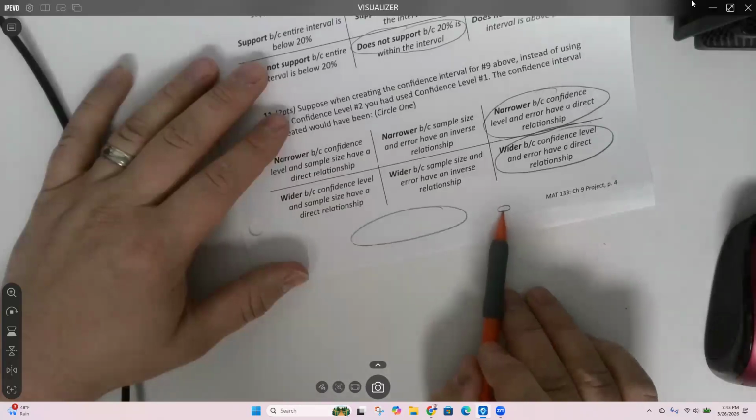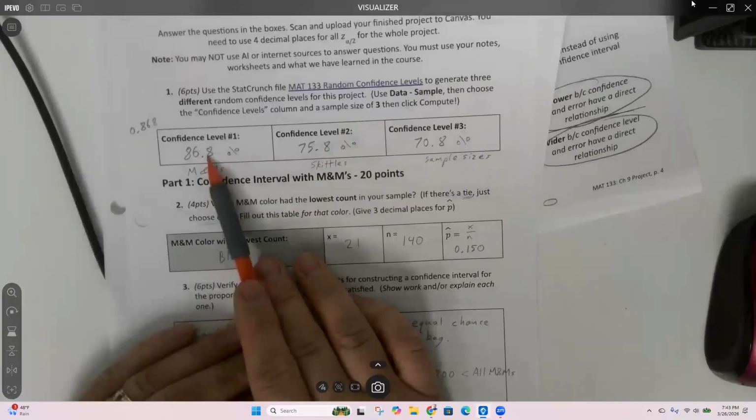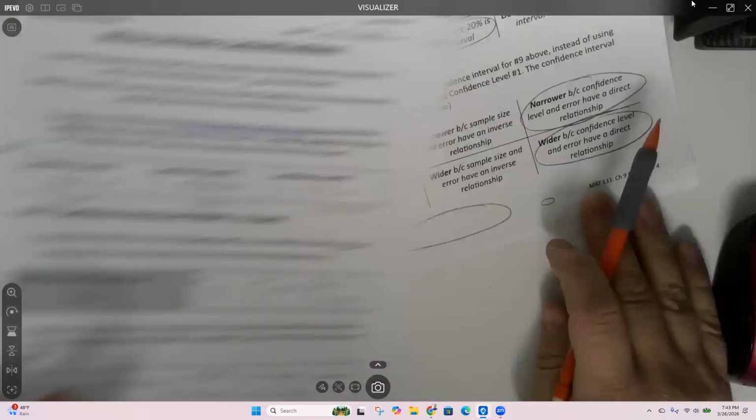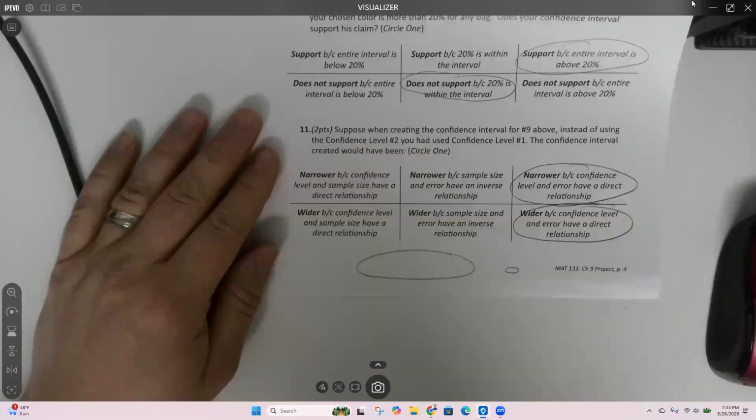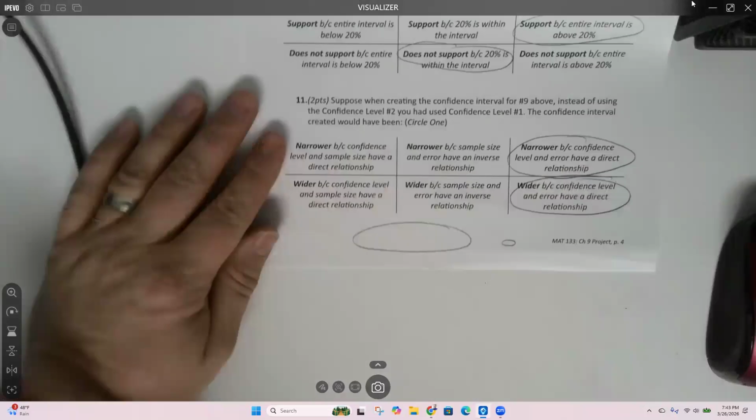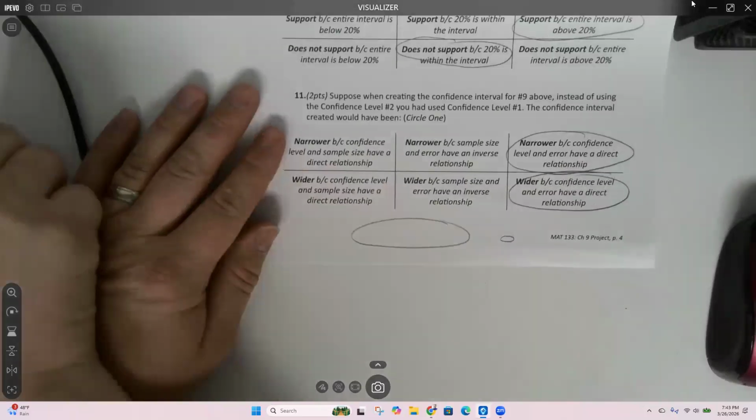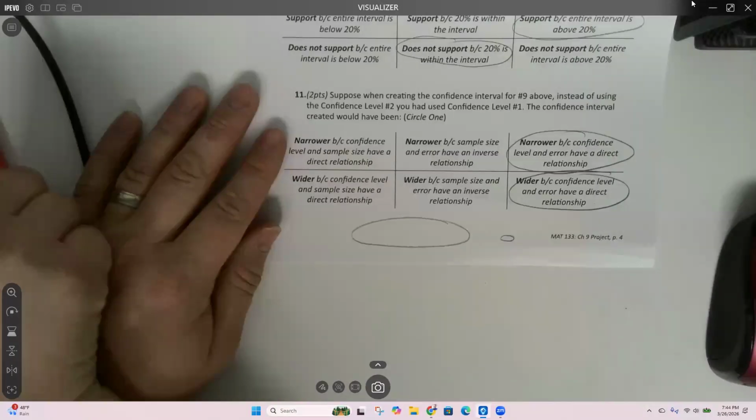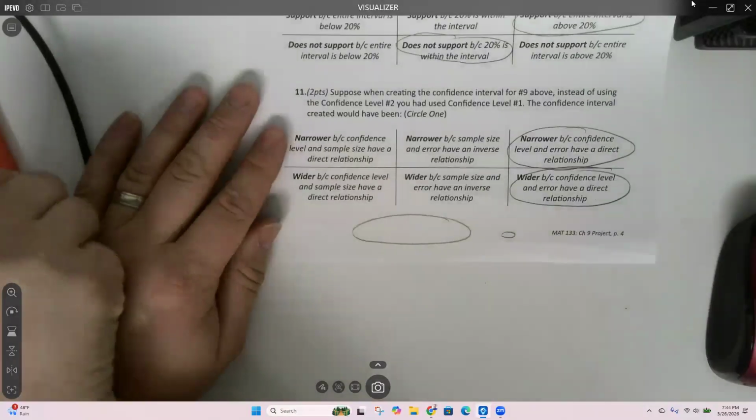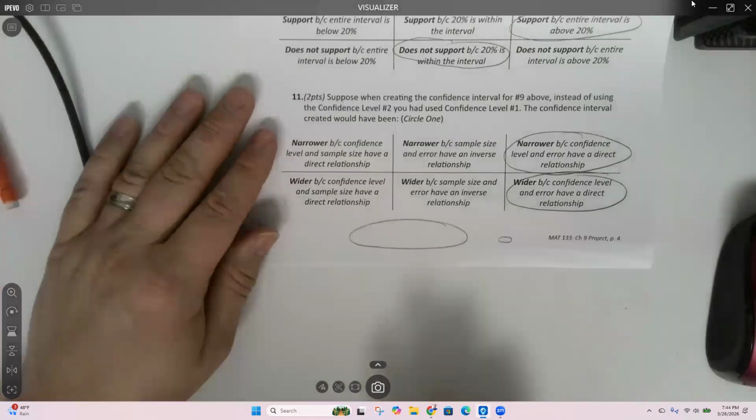So, if your confidence level is large, that means you'll have a wide confidence interval. And that's what happened, Mike. You randomly picked a 70% confidence level, which meant your confidence interval was really small. And so it just barely missed the 20%. That's fine.